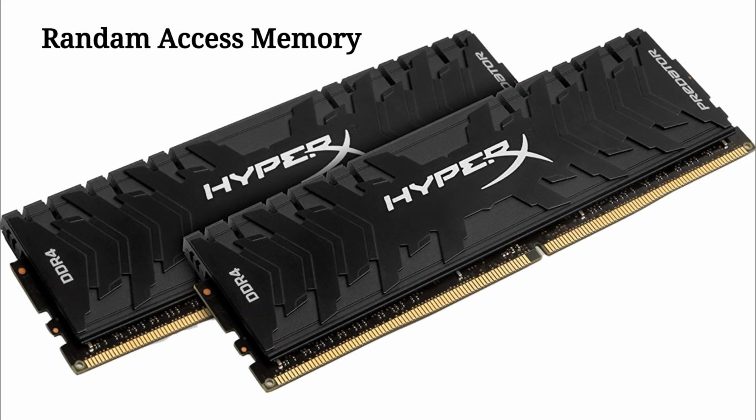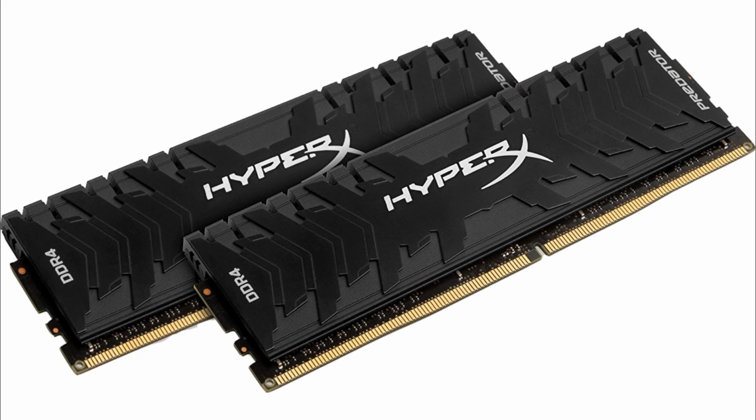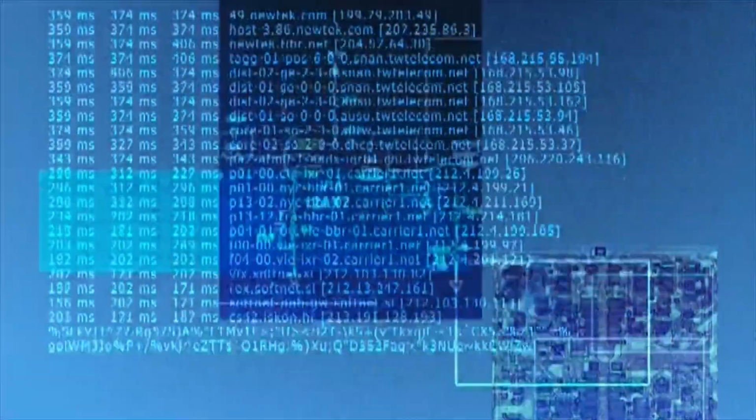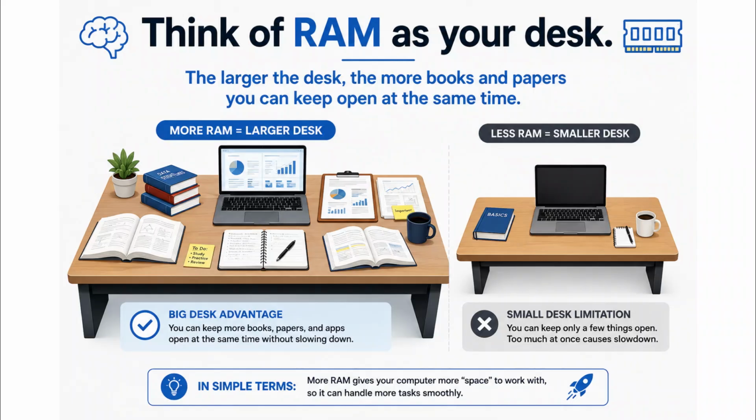What is RAM? RAM stands for Random Access Memory. It is the temporary memory that stores data while your computer is running. Think of RAM as your desk. The larger the desk, the more books and papers you can keep open at the same time.